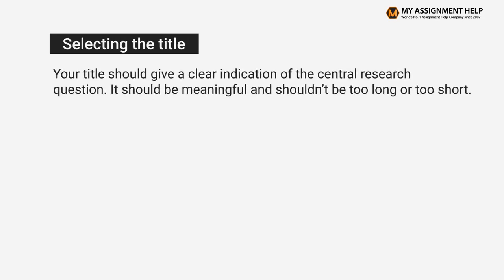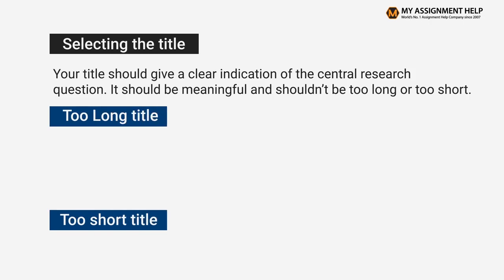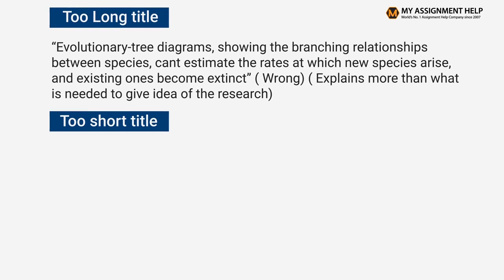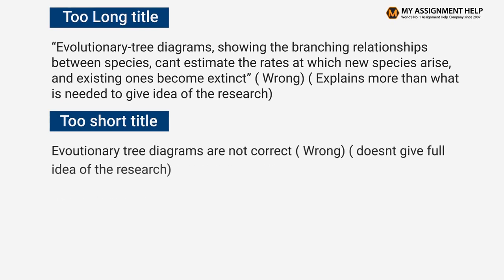Selecting the title. Your title should give a clear indication of the central research question. It should be meaningful and shouldn't be too long or too short. Too long title: "Evolutionary tree diagrams, showing the branching relationships between species, can't estimate the rates at which new species arise and existing ones become extinct." Wrong, explains more than what is needed to give an idea of the research. Too short title: "Evolutionary tree diagrams are not correct." Wrong, doesn't give a full idea of the research.